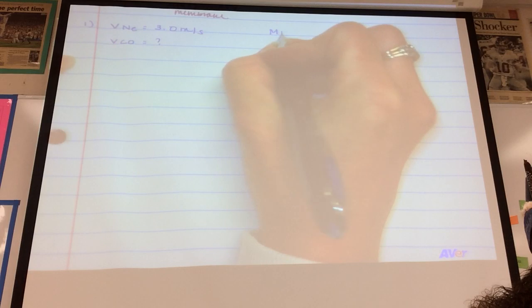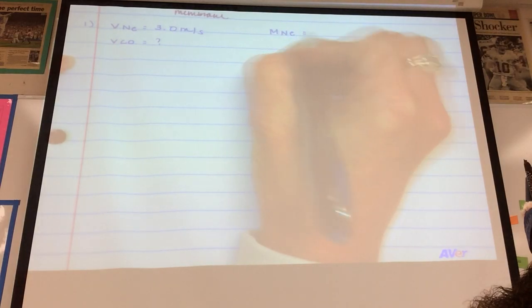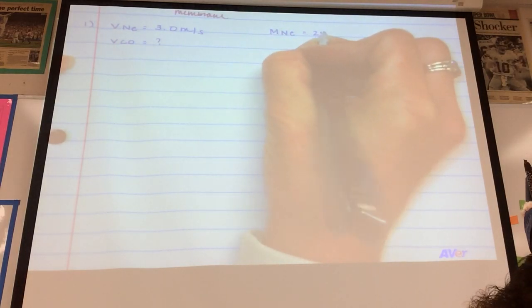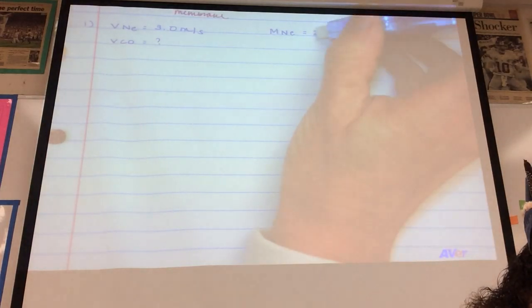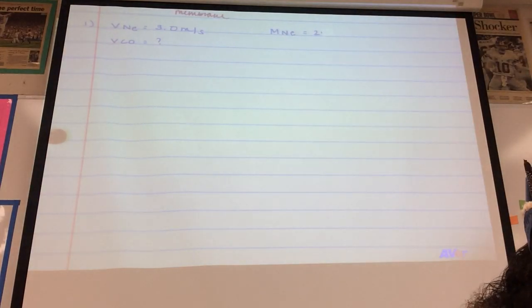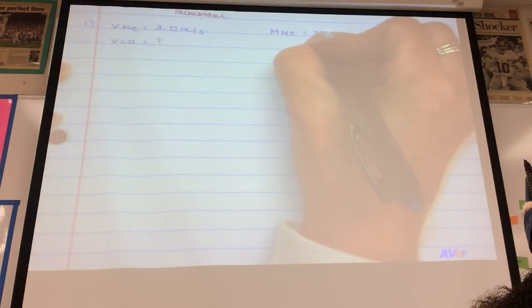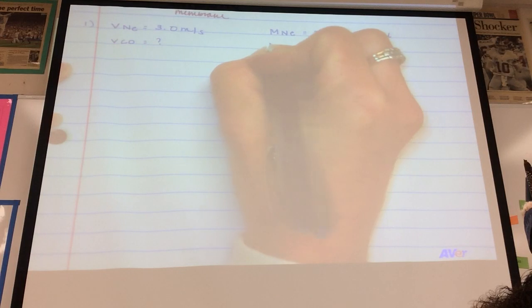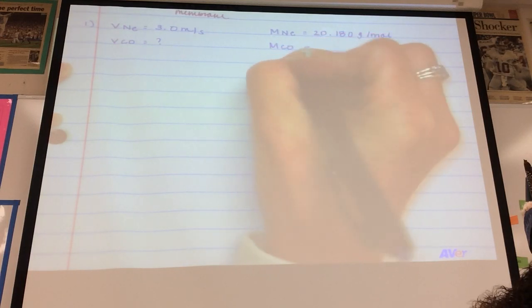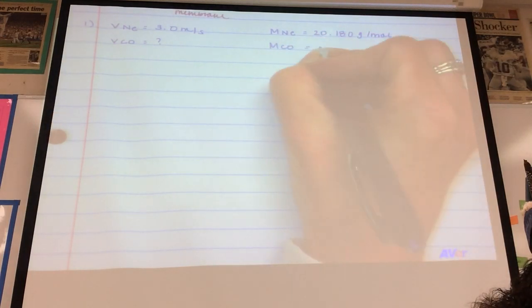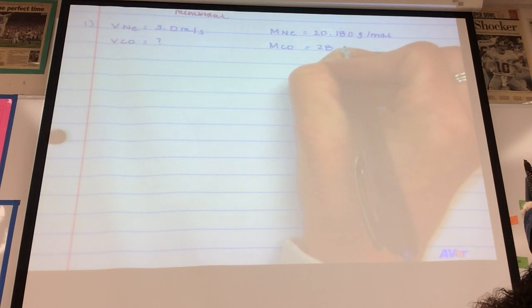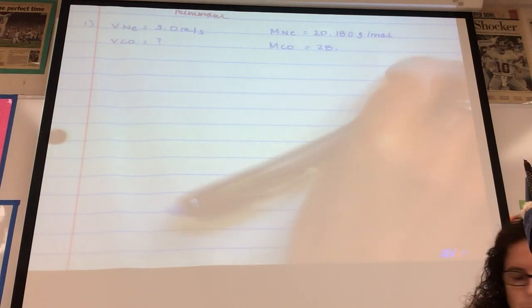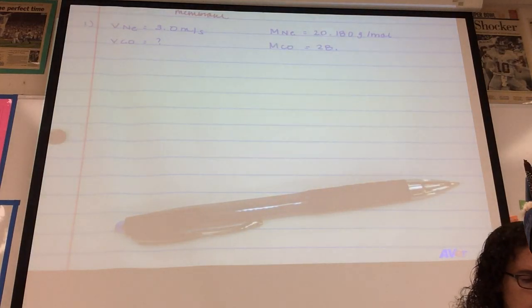The molar mass of neon off the periodic table is going to be 20.180 grams per mole. And the molar mass of carbon monoxide, you've got 12 and about 16, 28 point, probably a 010.